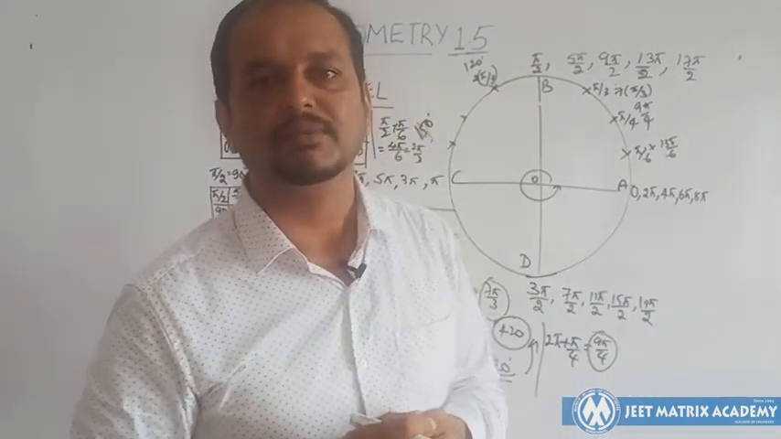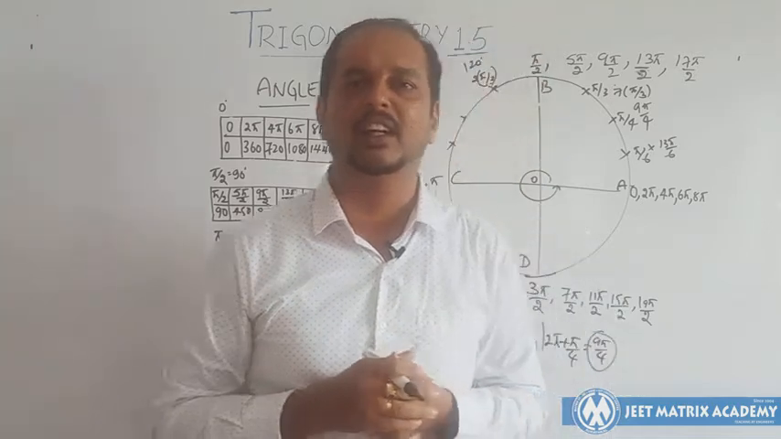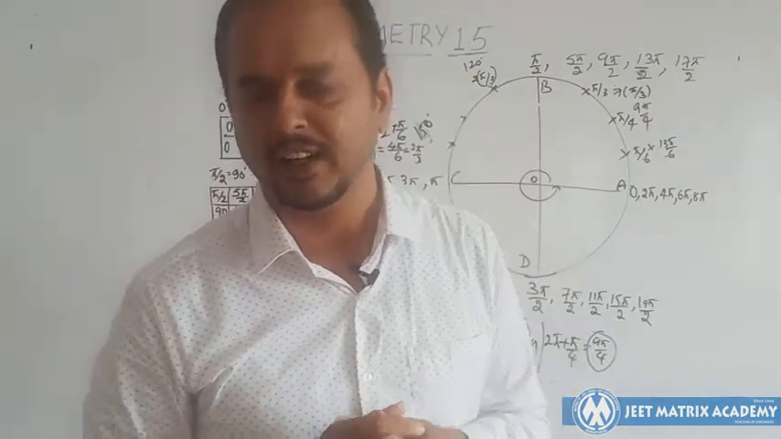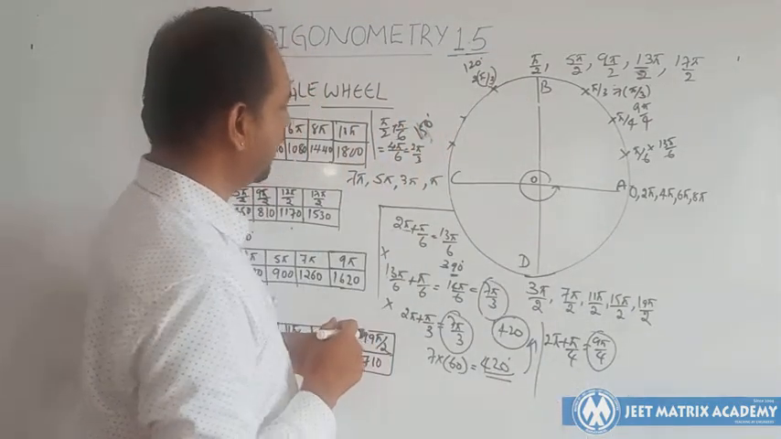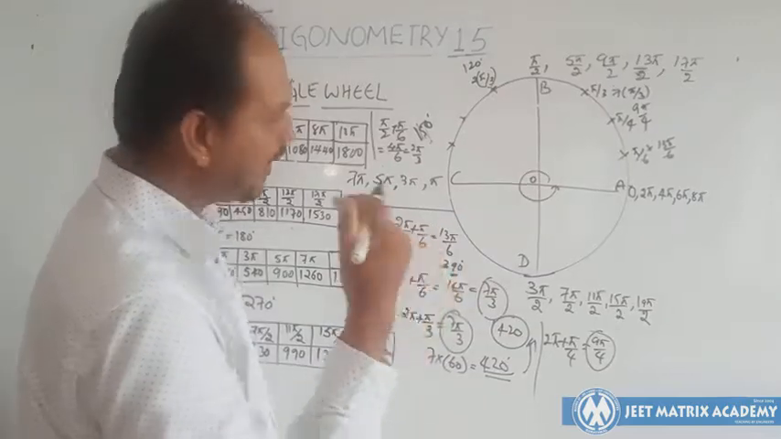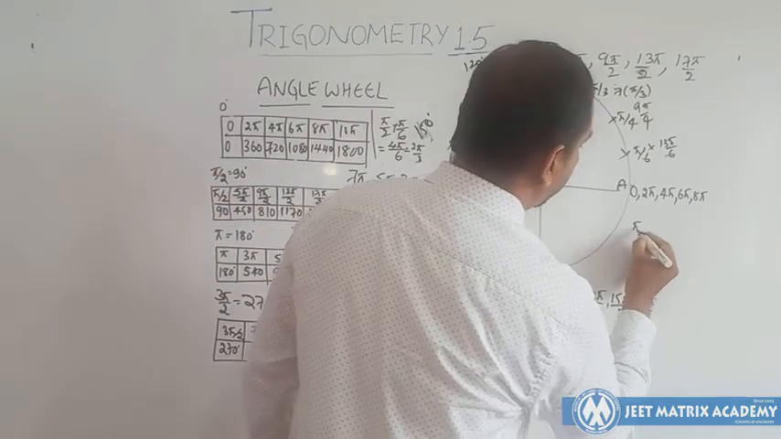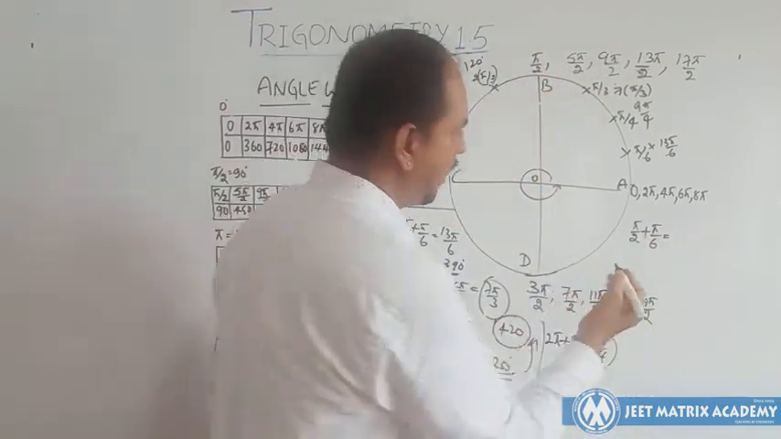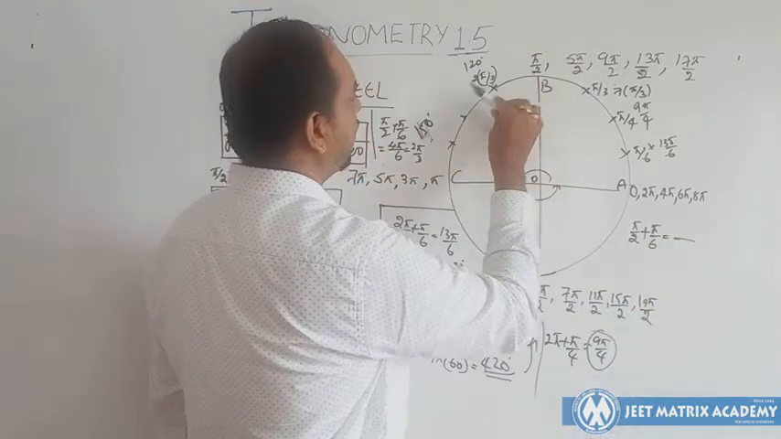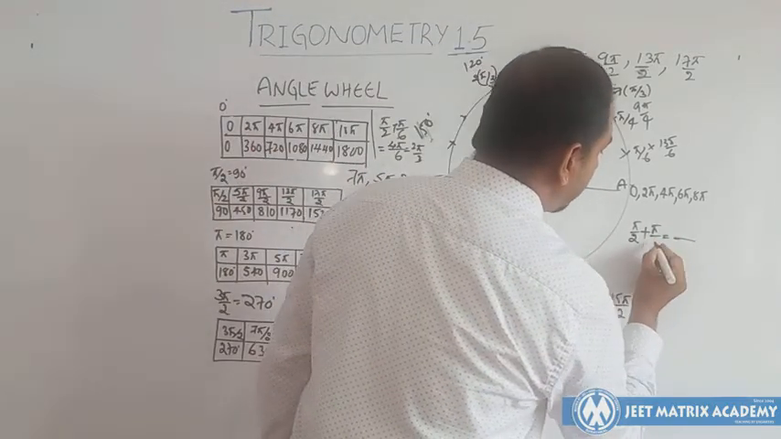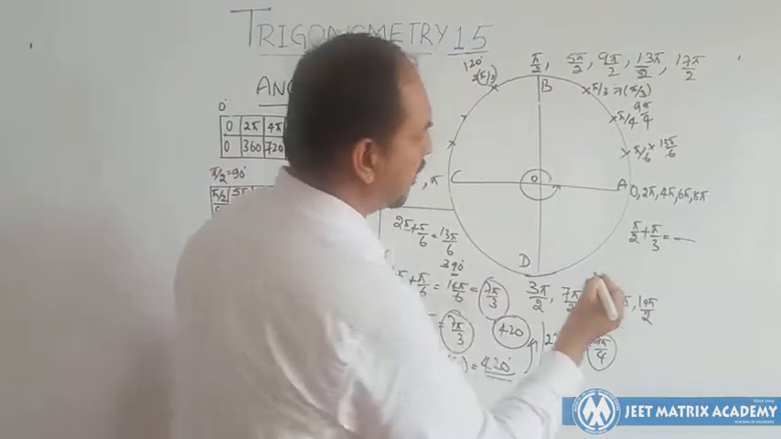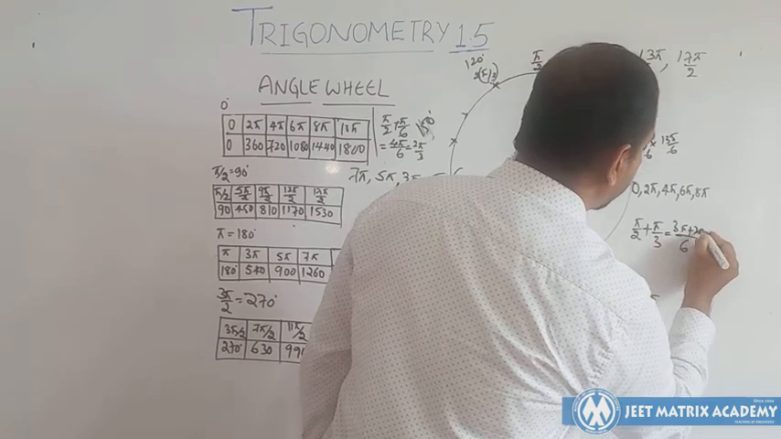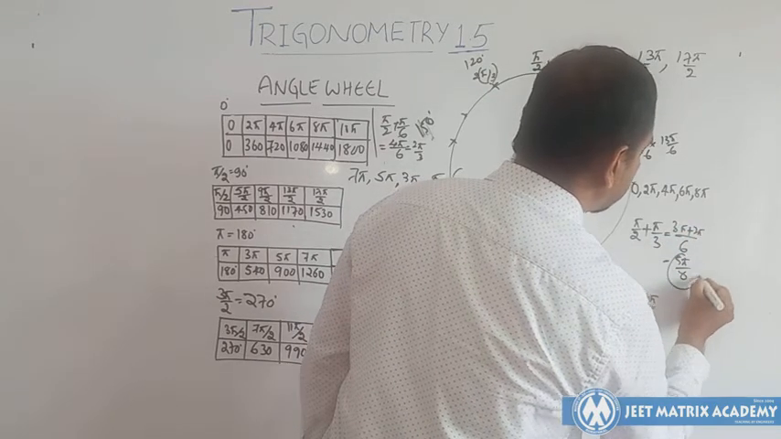So 3 into something, 3 5s, or any other number. You can calculate, you can do it yourself. So pi by 2 plus pi by 6. Okay, what happens? I have to add pi by 3, that is 60 degree. That means 2 3s are 3 pi plus 2 pi, that is 5 pi by 6.